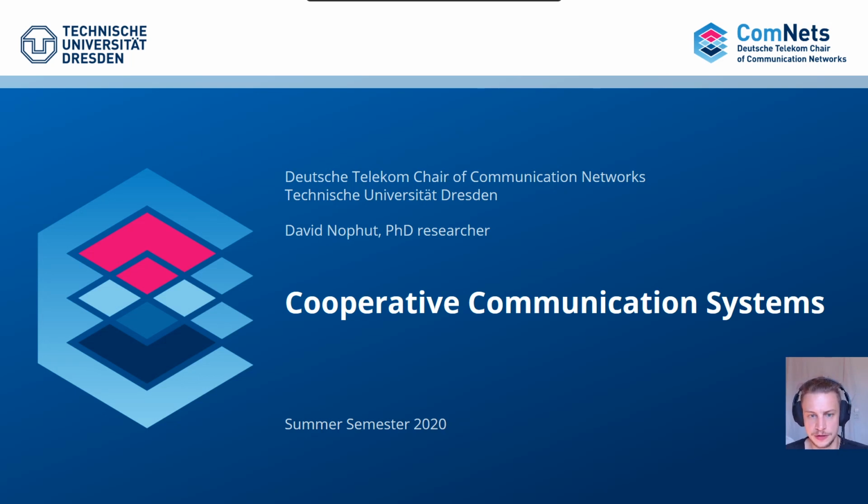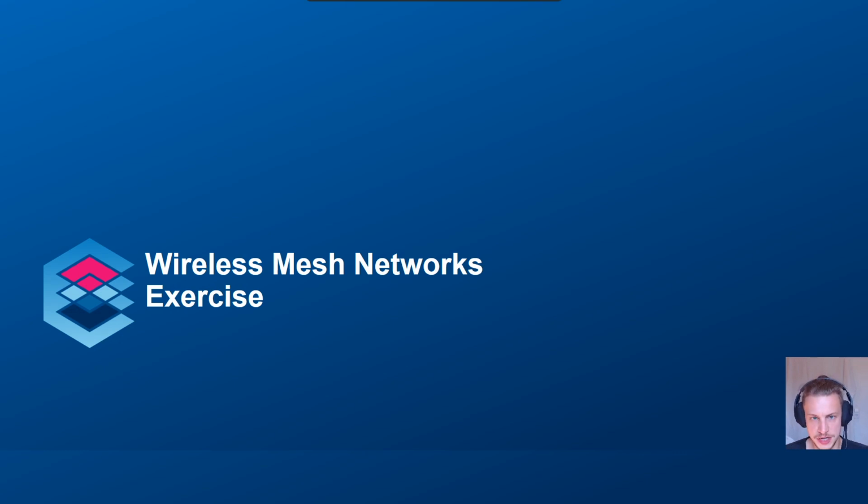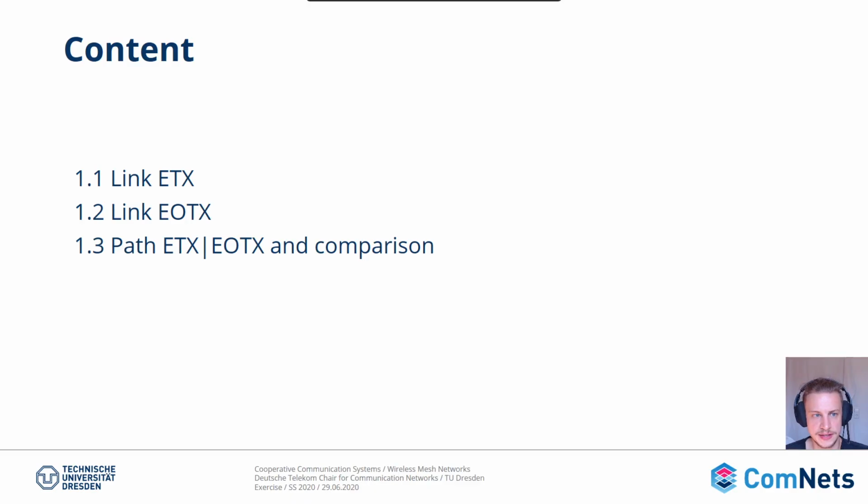Welcome to this video on cooperative communication systems. Again, this will be about wireless mesh networks, and this time it's an exercise. So as you know it from other courses, we'll calculate something in this exercise which will be distance metrics, ETX as a single path metric, and EOTX as an opportunistic metric. But we'll not only talk about distance metrics, I'll also touch some coding and some things that are nearby.